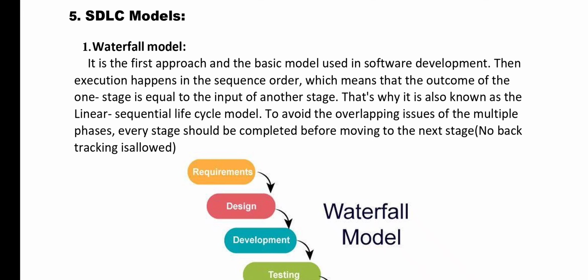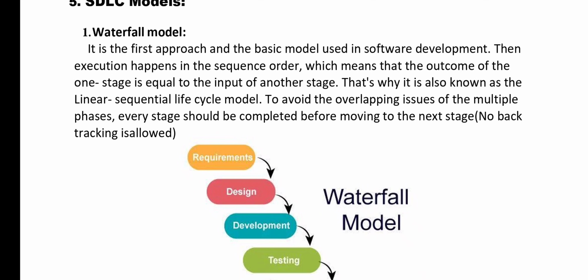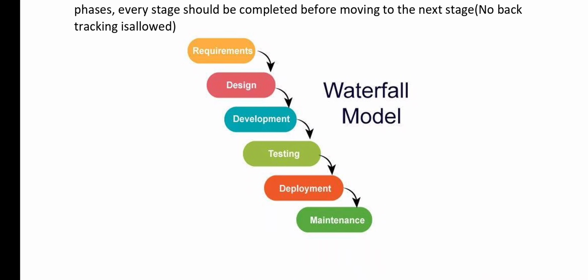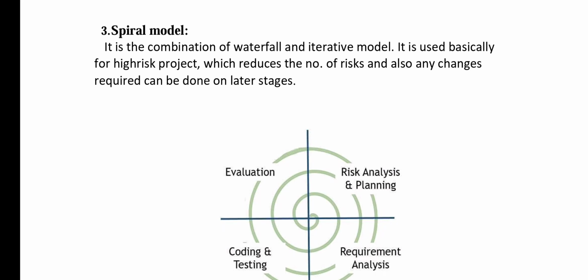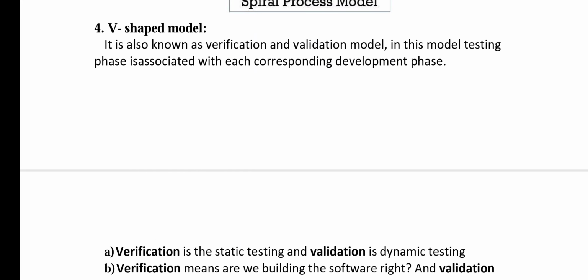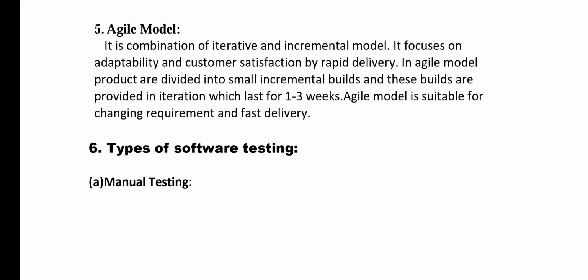And then next we'll talk about the SDLC models. There are different types of models available in SDLC. The waterfall model, and for each model there are different phases and there are separate advantages and disadvantages. And then next comes the iterative model, then the spiral model, then the V-shape model, and then the agile model.